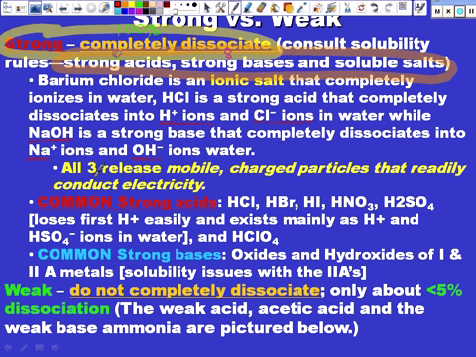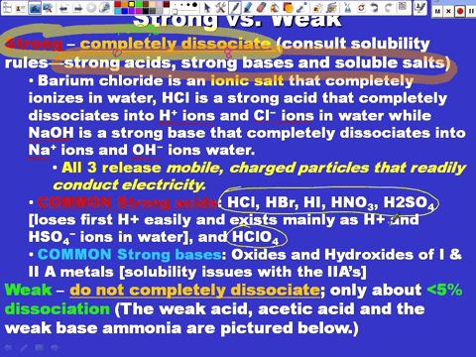So common strong acids. I'm going to go ahead and tell you this: you have to have these memorized. HCl, HBr, HI, HNO3, H2SO4, and HClO4. Hydrochloric, hydrobromic, hydroiodic, nitric, sulfuric, and perchloric. Those are your 6 strong acids that you have to have memorized. Sulfuric is a diprotic acid, but it's just sulfuric acid.